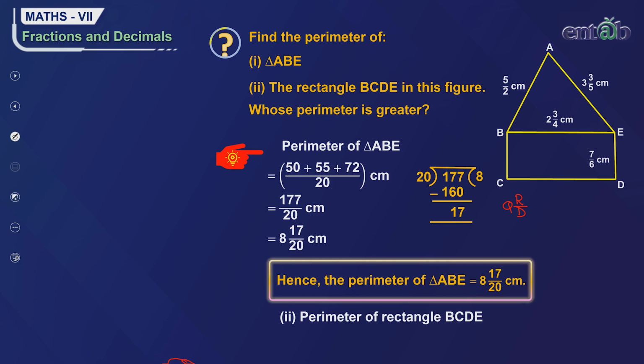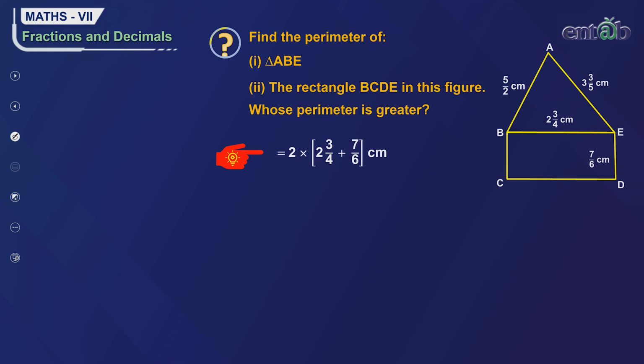What is the formula for calculating perimeter of a rectangle? 2 times length plus breadth, right? So, length of the rectangle is BE, that is 2 3/4 centimeter, and breadth of the rectangle is ED, that is 1 1/6 centimeter. Again, converting the mixed fraction to the improper form, this is 11/4.